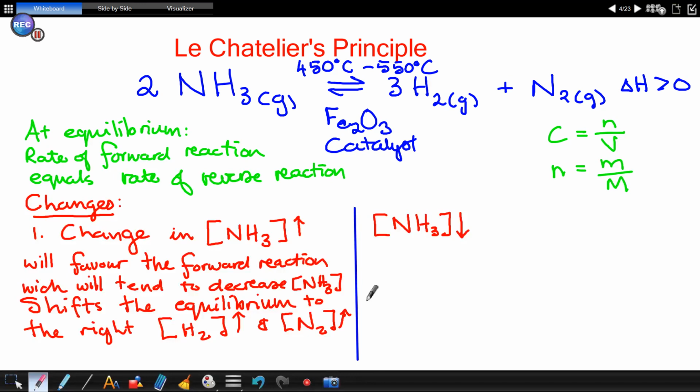When you remove ammonia from the reaction mixture, what are you going to write down? The decrease in ammonia. You'll favor the reverse reaction, which will tend to increase the concentration of NH3. Yes. So the equilibrium will shift to the left and the concentration of the hydrogen and nitrogen will decrease. Okay, write it down.